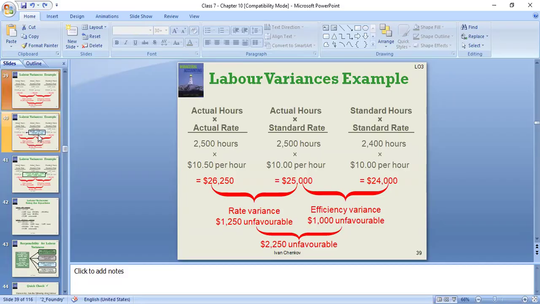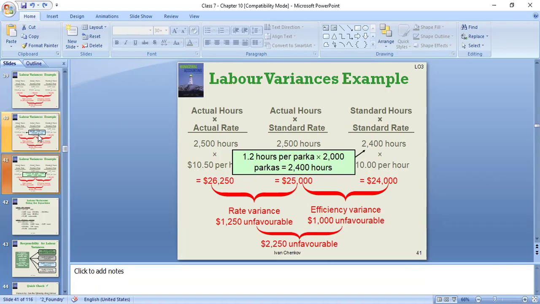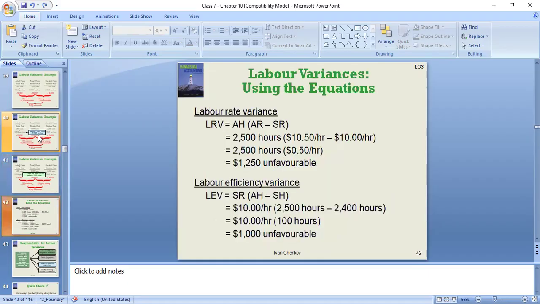For the labor, again, we have the same numbers. How do we get the actual rate? Total spending divided by the total actual hours gives us the actual rate for the hours. And how do we get the standard hours? We take the actual production times the standard for one unit of production, and we get the standard hours for production. So that's how we get the variances using the formula.